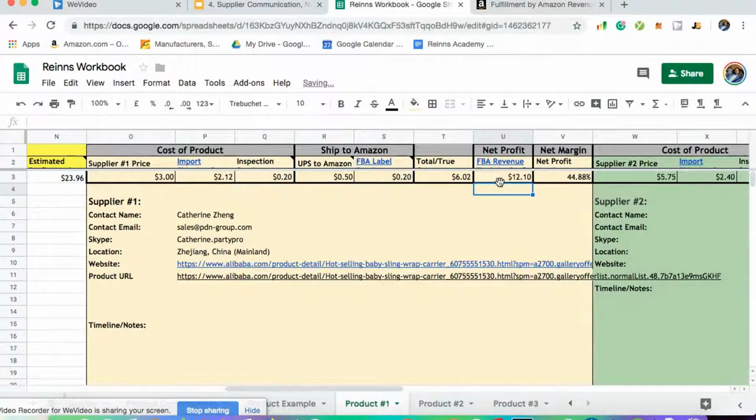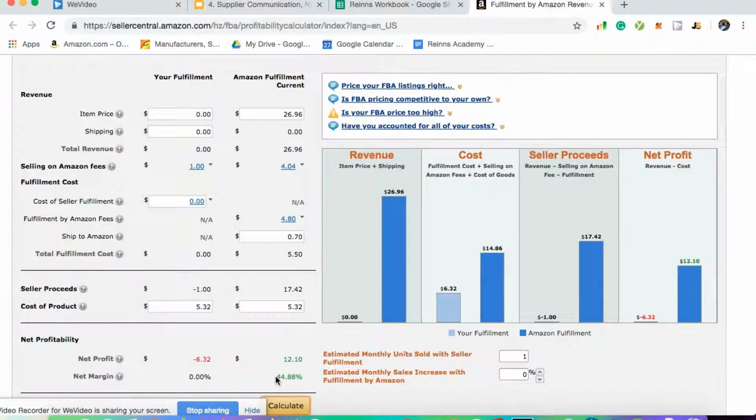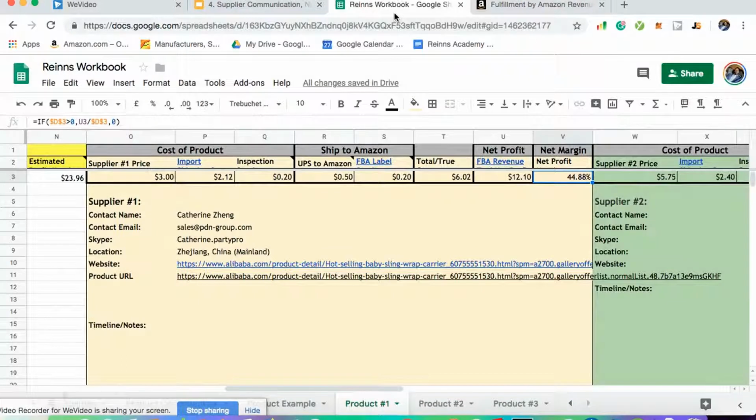It comes to 44.88, and you can even validate that by looking at the revenue calculator for Amazon. It says 44.88. So you have to take the net profit and put it into the Excel document. Always don't forget that.